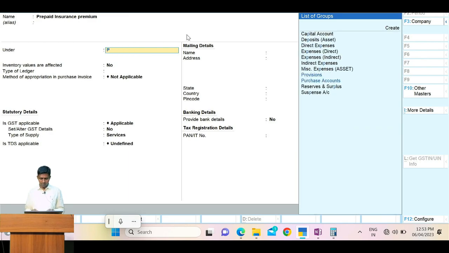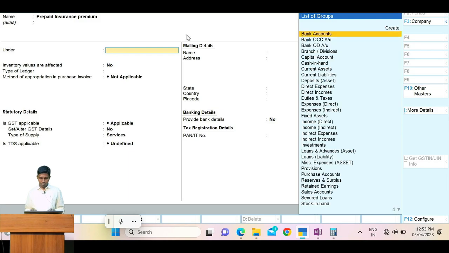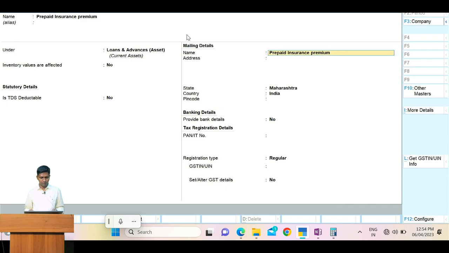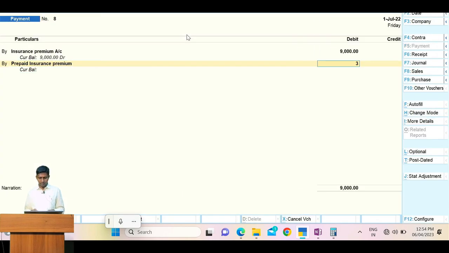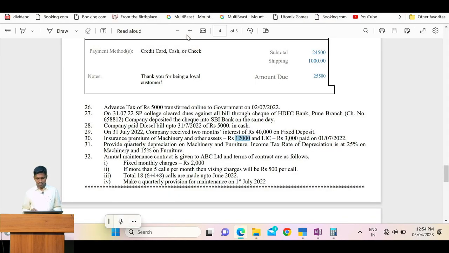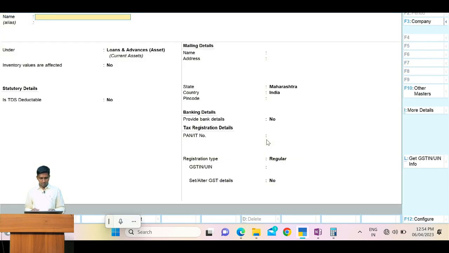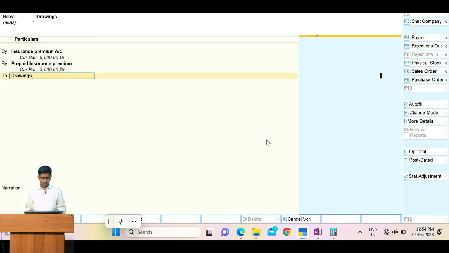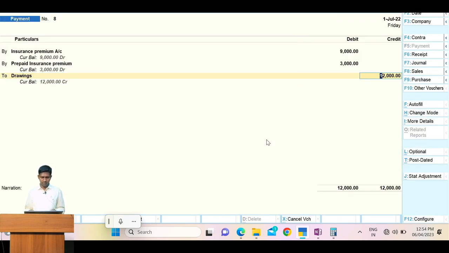Do you have a prepaid category? Provision, no. Loans and advances, asset category, this is advance only. Enter 3,000 rupees advance you are giving, and then you are paying LIC as well, correct? Now LIC, that means drawings under what? Capital. Enter. I will explain if you have any doubt.